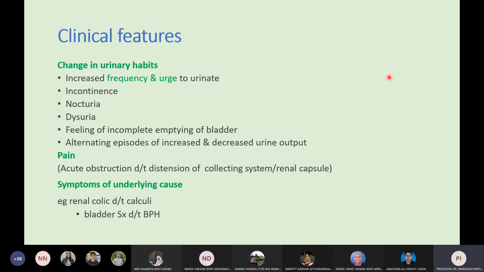Of course, signs and symptoms of possible underlying cause: renal calculi, renal colic, a very painful condition. Very, very painful. They describe that next to delivering a baby, labor pain, renal colic is the next most painful condition. I don't know. I have not had the experience of passing out a stone or renal calculi, but of course I have delivered. Those who have delivered will swear. It is very painful. You can't describe how painful it is to deliver a baby. But I've seen patients who had renal colic.